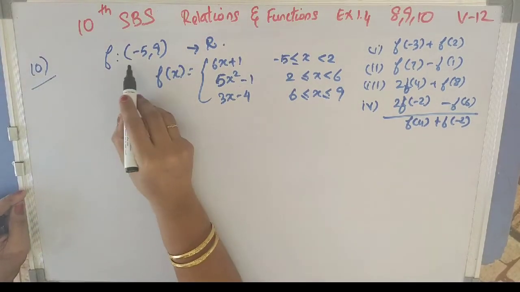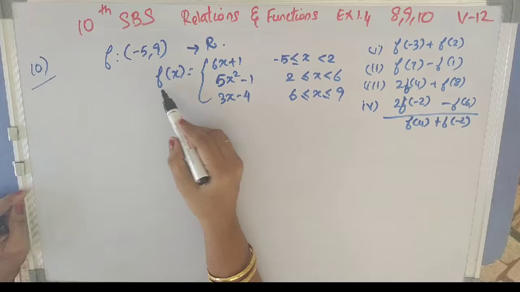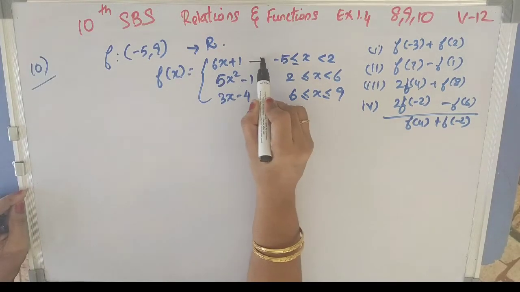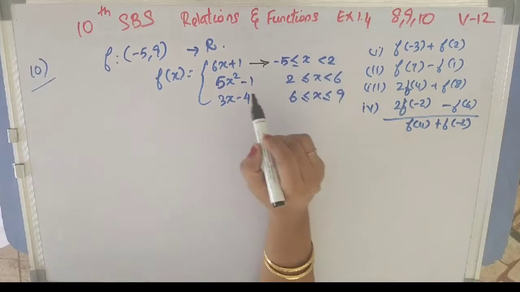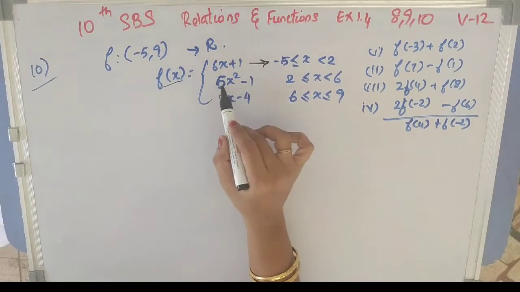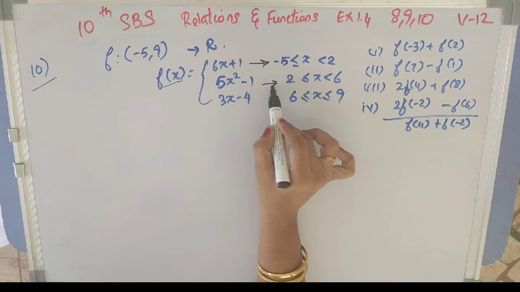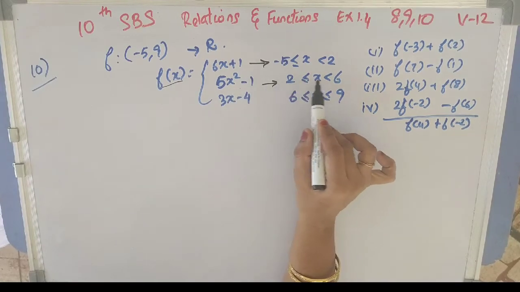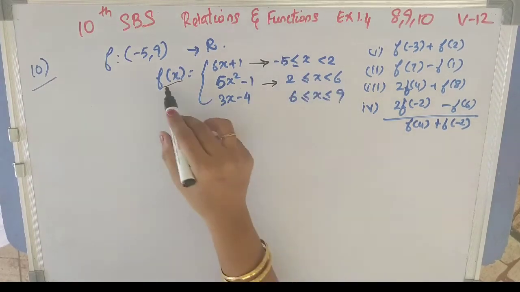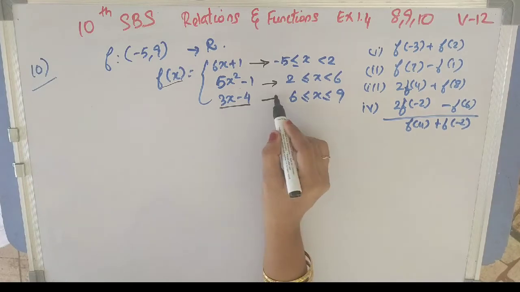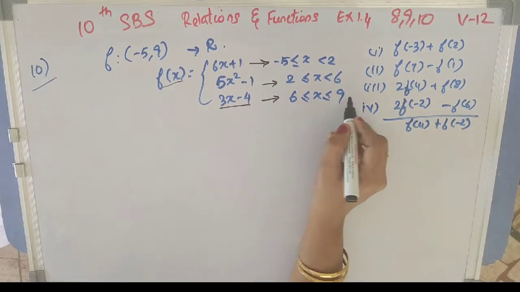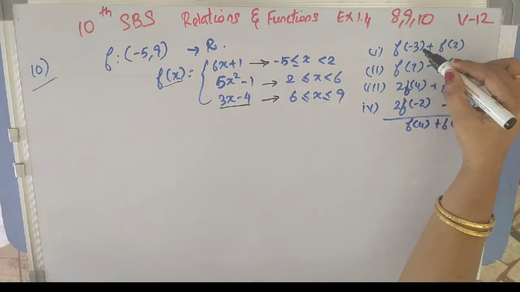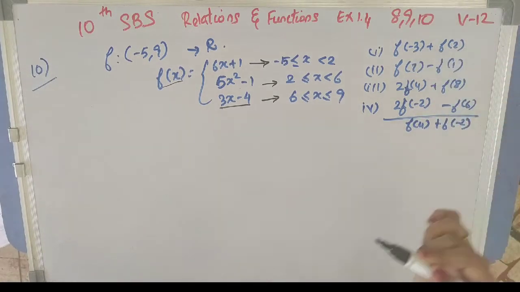Here f of x is defined on minus 5 to 9 as the function: f of x is equal to 6x plus 1 when x is greater than or equal to minus 5 and less than 2. f of x is equal to 5x squared minus 1 when x is greater than or equal to 2 and less than 6. f of x is equal to 3x minus 4 when x is greater than or equal to 6 and less than or equal to 9. Here 4 problems are given. We can see them one by one.